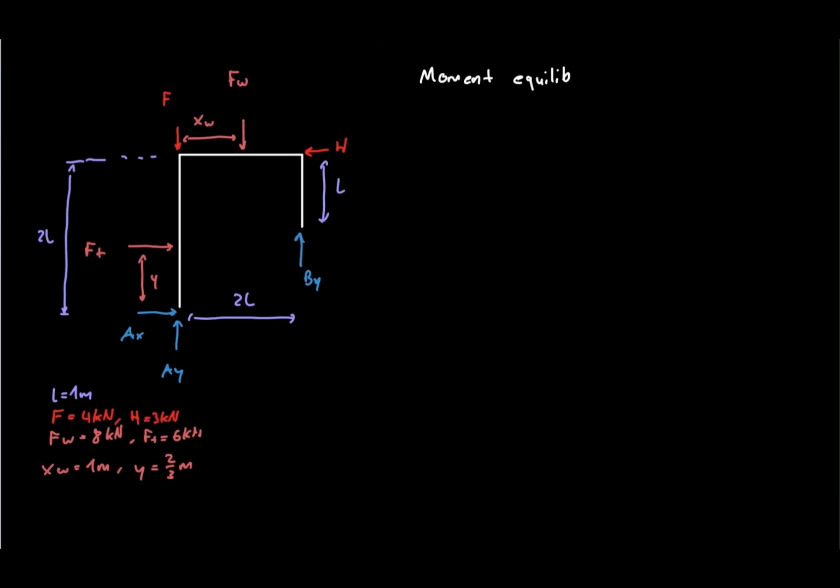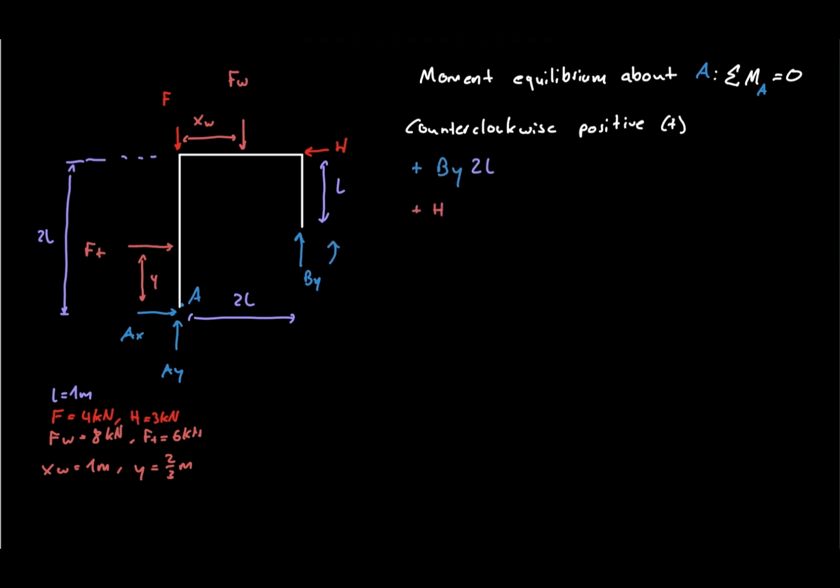Next, we take moments about point A. Counterclockwise is positive. The reaction BY creates a counterclockwise moment. The horizontal point load also creates a counterclockwise moment. The triangular distributed load creates a clockwise moment. And the equivalent force of the uniform distributed load also creates a clockwise moment.